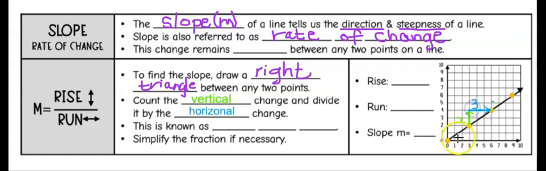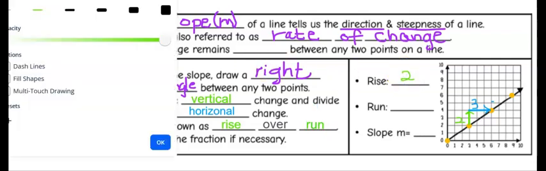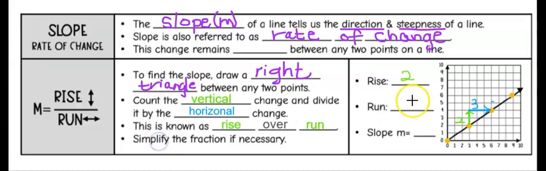And I'm using directional words. Up is positive, right is positive. So I went up 2 and right 3. And this is known as the rise. That's your vertical change. How much did we rise? Over the run. So we're going to write this now as the rise over the run. So the rise, the up and down, we went up 2, and the run is 3.